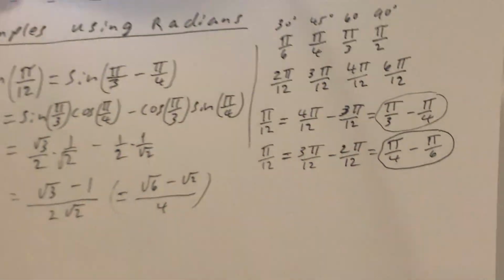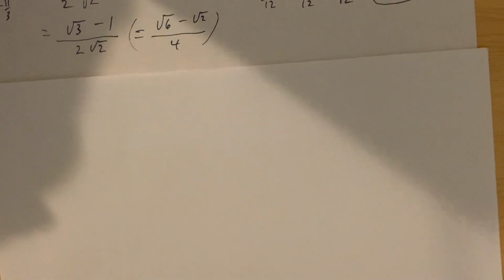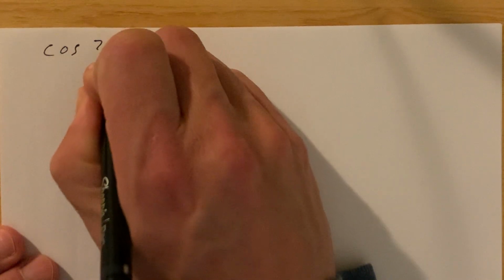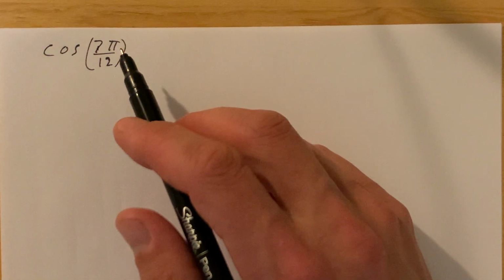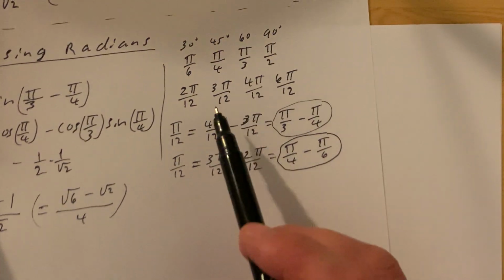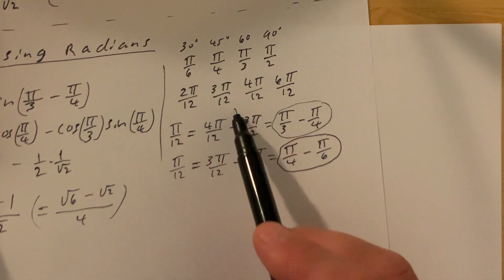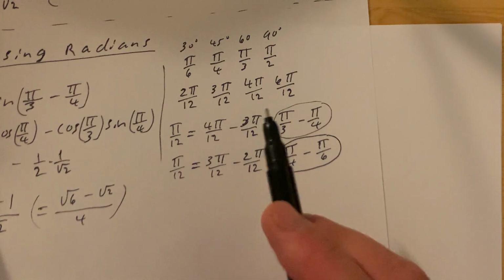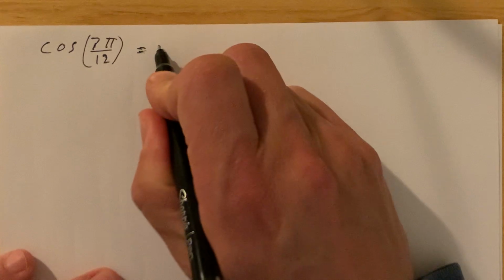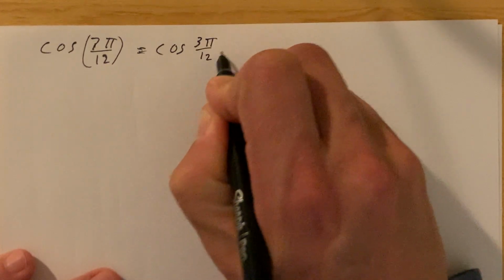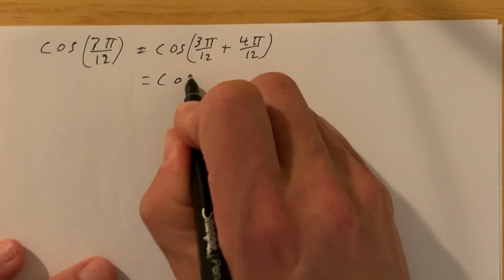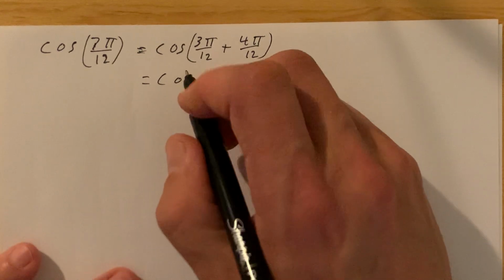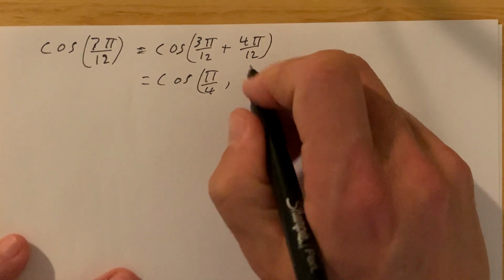So let's try another example. Let's do cos of 7 pi over 12. Okay, so we need two angles that give me 7 pi over 12. So if we go back to our chart here, two angles that give us 7 pi over 12. Well, if we add 3 pi over 12 and 4 pi over 12, we're going to get 7 pi over 12. Okay, so that's going to be cos of 3 pi over 12 plus 4 pi over 12. Okay, and then we can reduce those. So 3 pi over 12 is just pi over 4. And 4 pi over 12 is pi over 3.